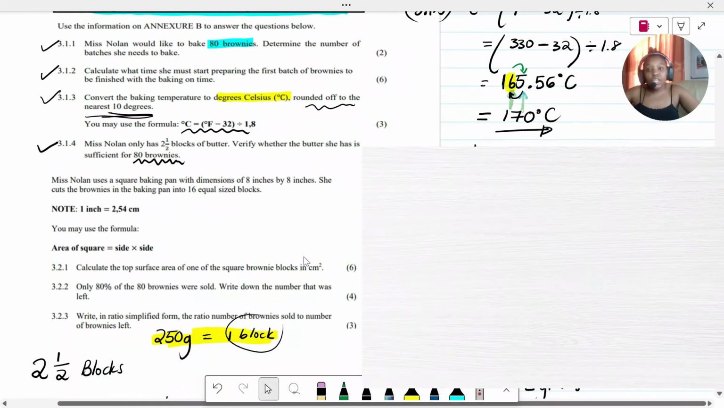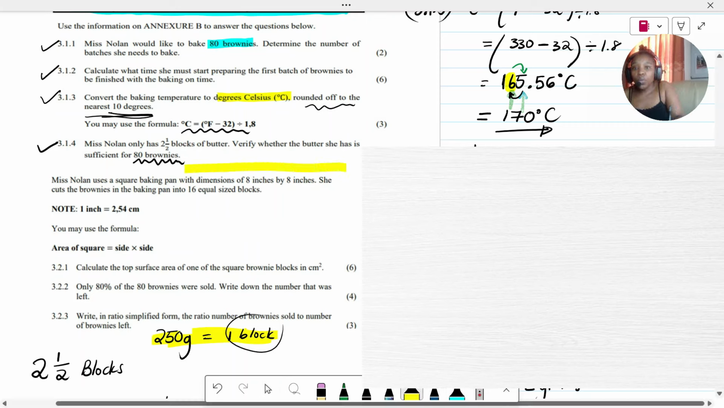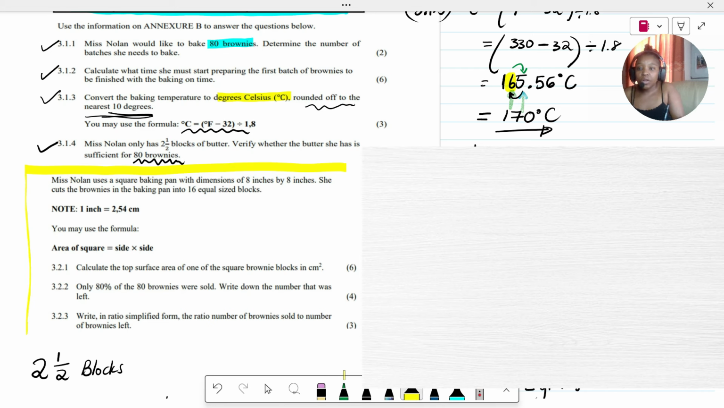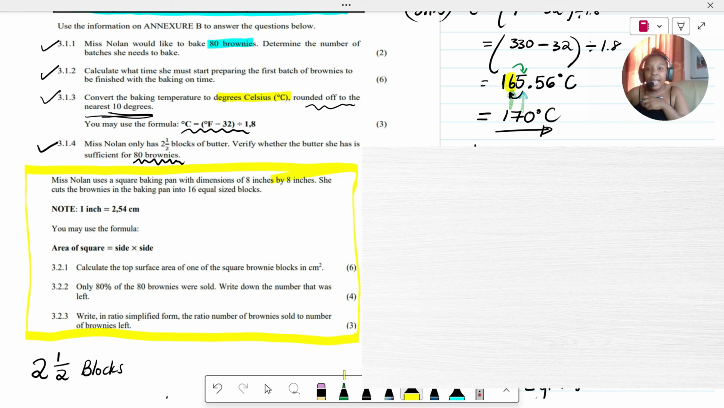In the next question, we're going to be looking at Miss Nolan. I'm looking at this question, so you can also just take a screenshot. I don't know if you want to look at it for tomorrow in advance. They're telling us Miss Nolan uses a square baking pan with dimensions of 8 inches by 8 inches. She cuts the brownies in the baking pan into 16 equal blocks.